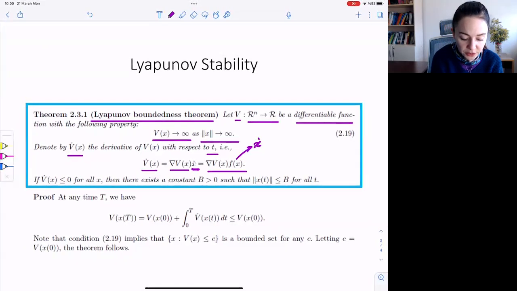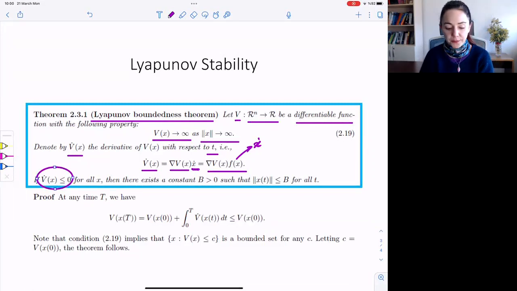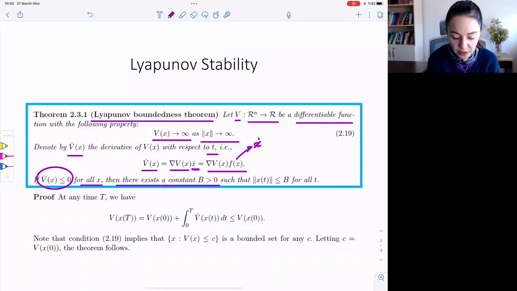If this derivative of v of x with respect to time is non-positive for all x, then we are assured that our state is going to be bounded for all time, meaning there exists a constant b such that the norm of x is below or at b for all time t.